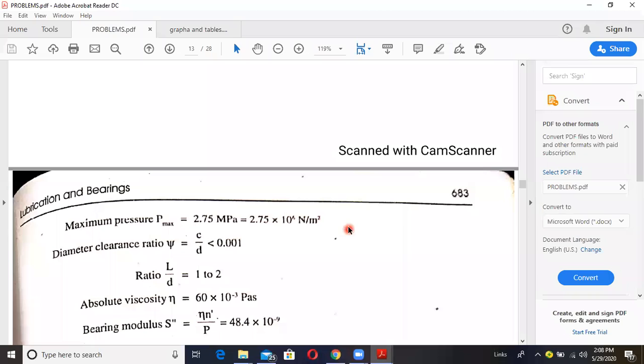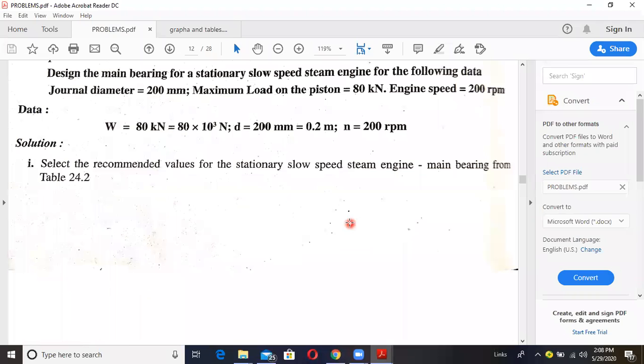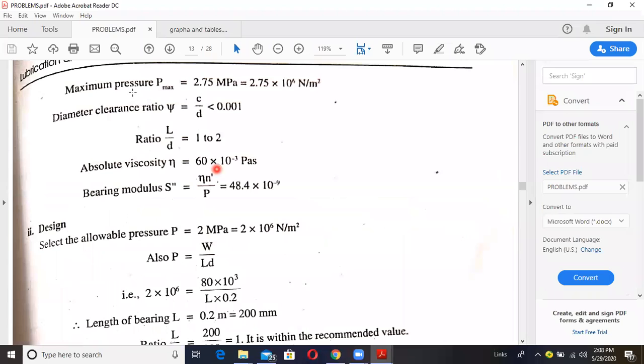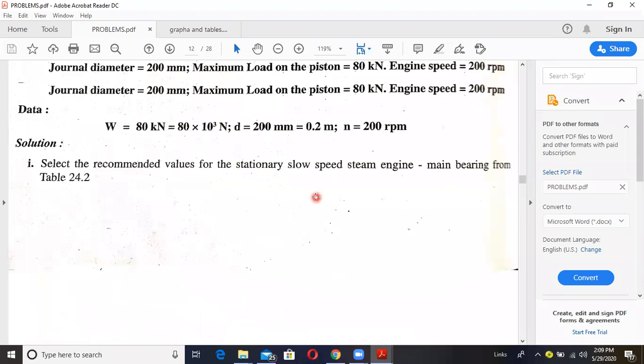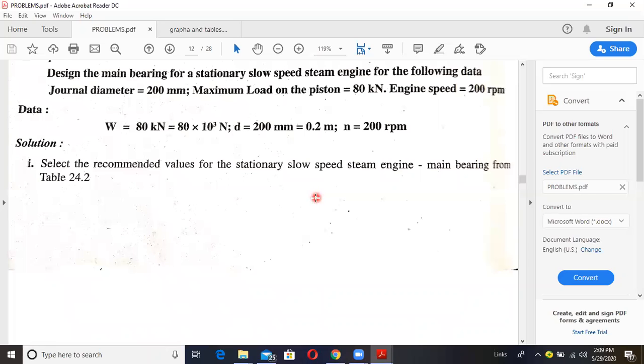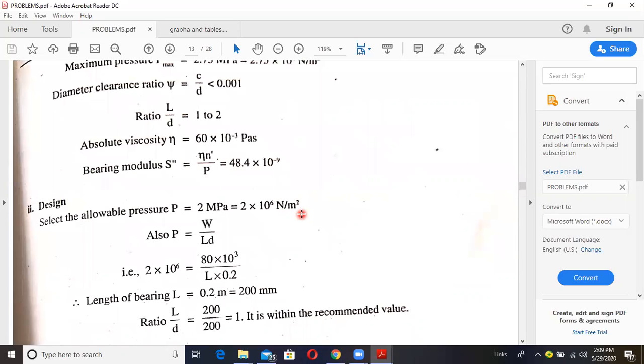Here they have given the maximum pressure, which is the maximum pressure that the bearing can withstand. But for designing, we always select the allowable pressure. Therefore we take a lesser value than P max. So we are taking allowable pressure equal to 2 MPa, again converting it to 2 into 10 to the power of 6 Newton per meter square.